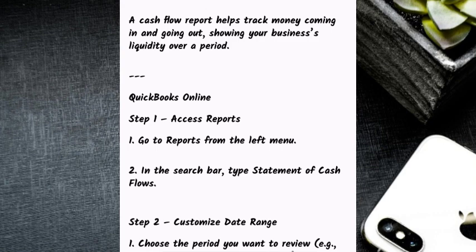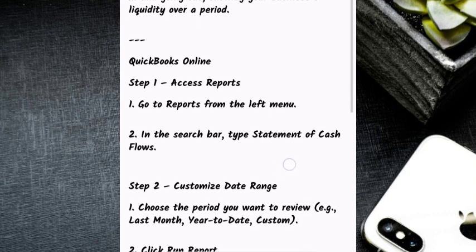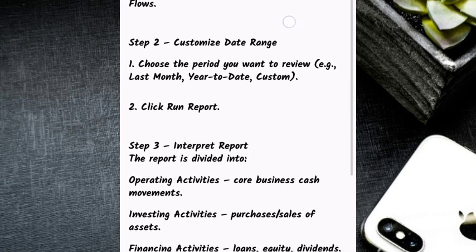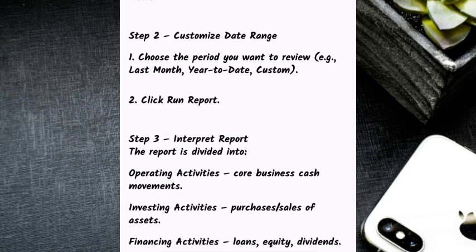And then step 2 is to customize date range. So choose the period that you want to review. Could be last month, year to date, or just choose a custom date. Once that's done, click run reports.